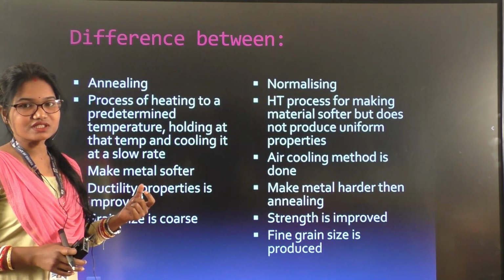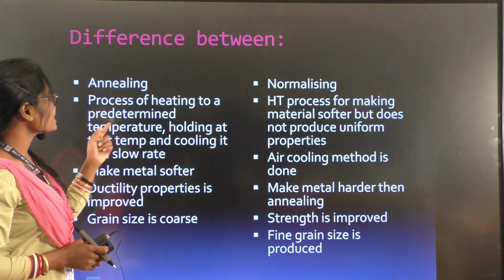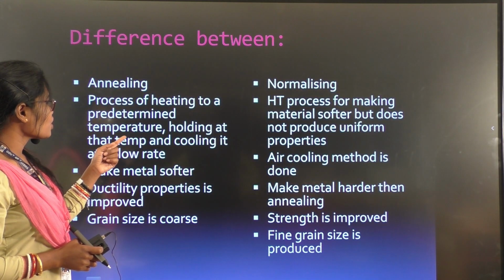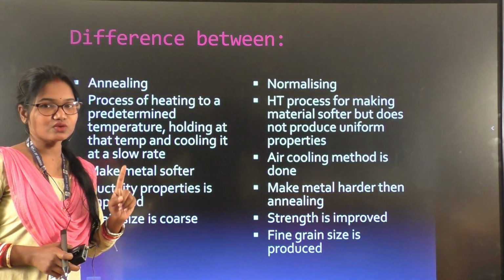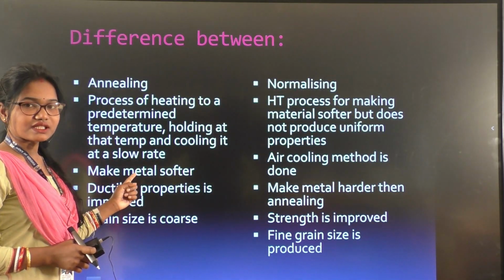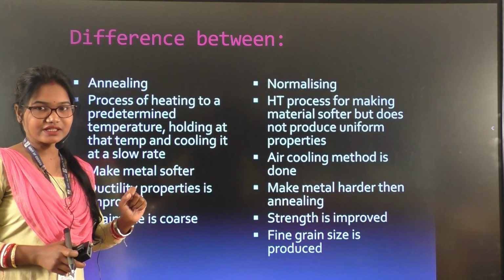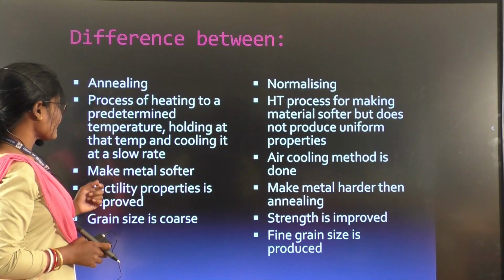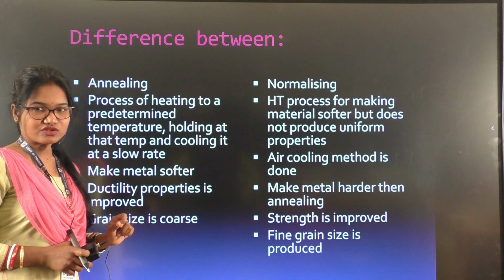The annealing process and the normalizing process differ from each other. The first point is that it is a process of heating to a predetermined temperature, holding at that temperature and cooling at a slow rate. So the first difference is the cooling rate. Annealing is cooled at a slow rate and normalizing is cooled at an air rate, air cooling. And after that, the properties of the metal will also change.